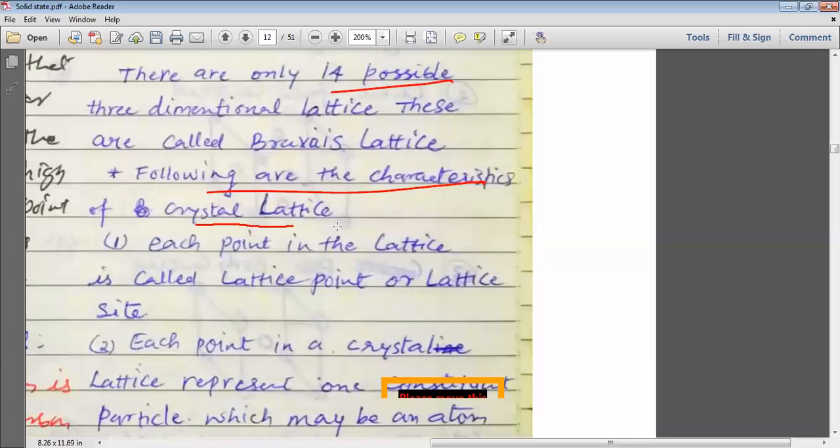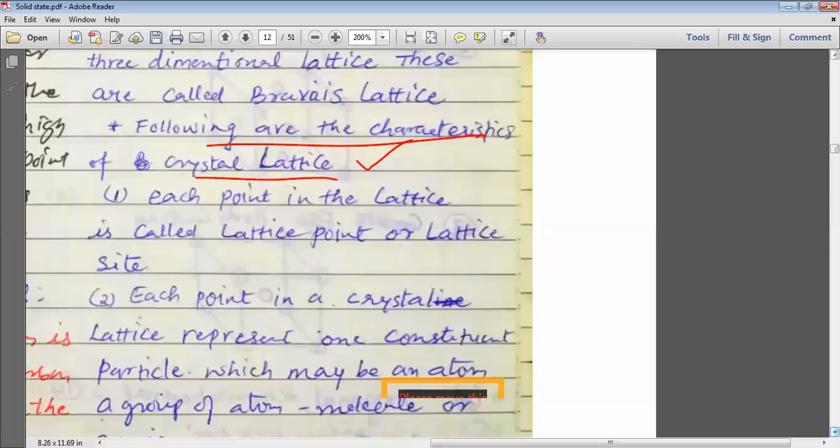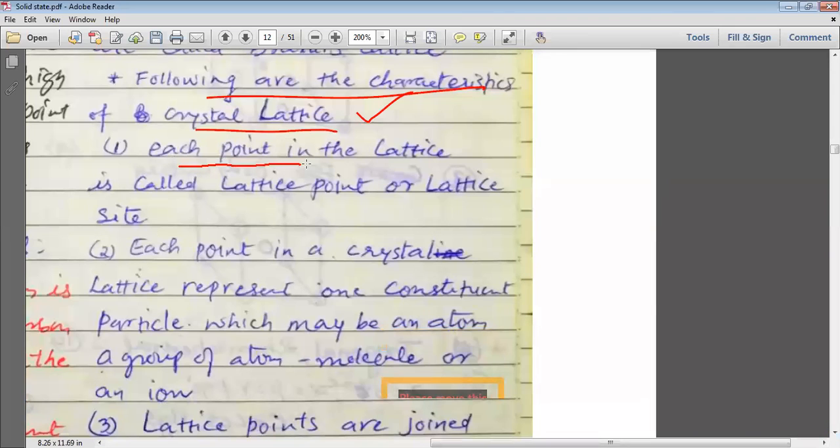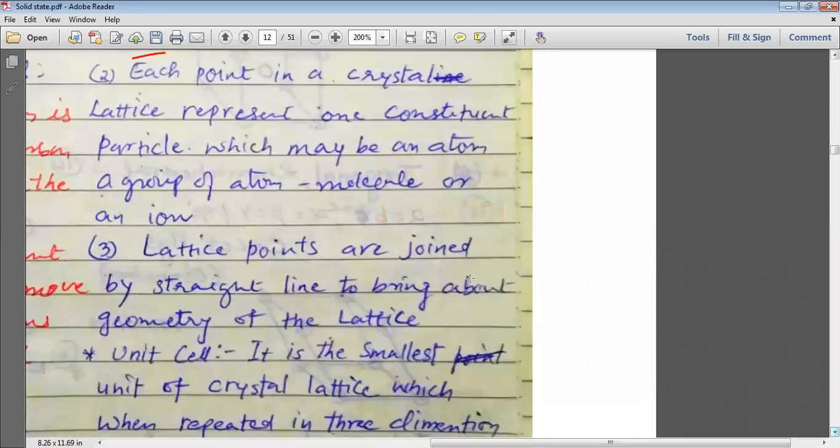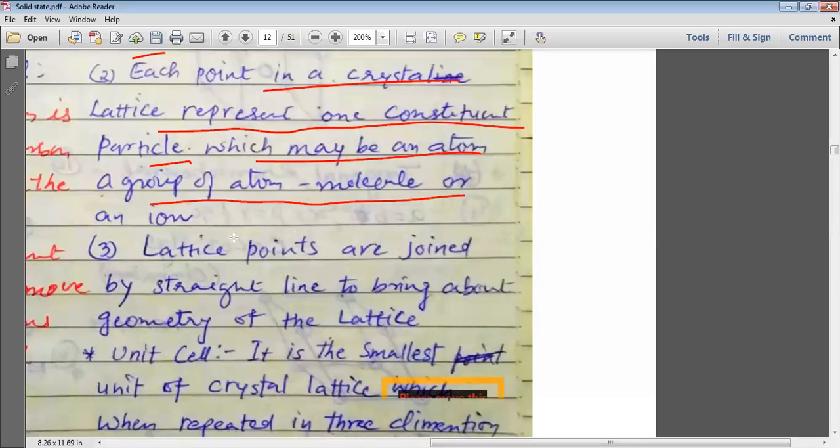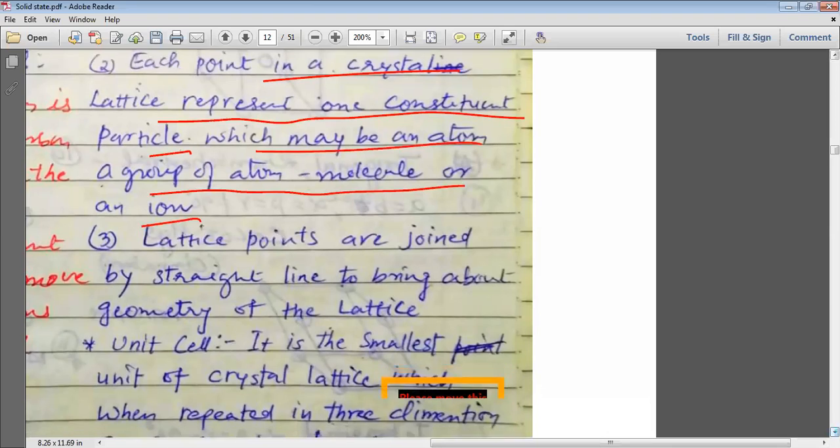Following are the characteristics of the crystal lattice. So what are the characteristics of the crystal lattice? Let us understand. Each point in the lattice is called a lattice point or lattice site. Second, each point in a crystalline lattice represents one constituent particle, which may be an atom or a group of atoms or a molecule or an ion.